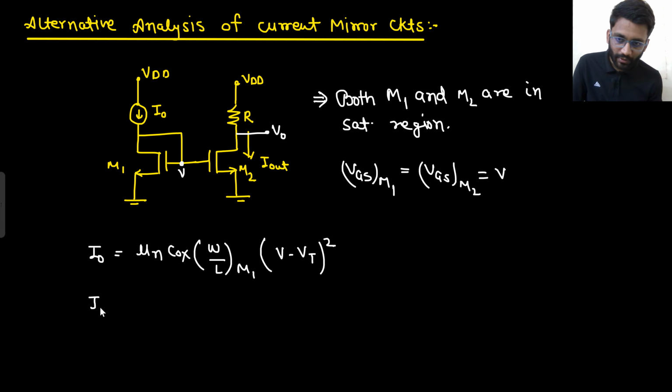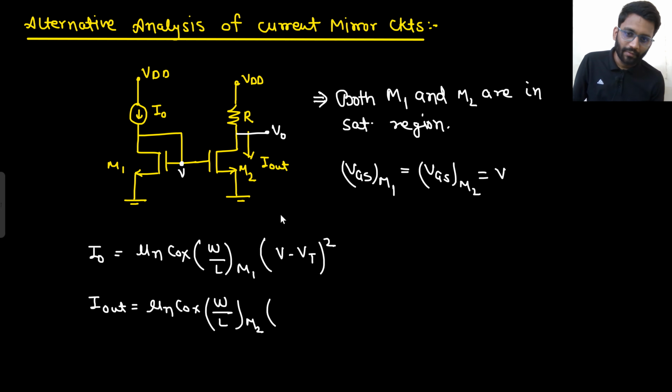What will be your I out? This is your I naught. What will be your I out? This is the I out. That will also be mu n Cox W by L of M2 times (VGS minus VT) whole square, where VGS is V. Let's call this equation 1, this equation 2.